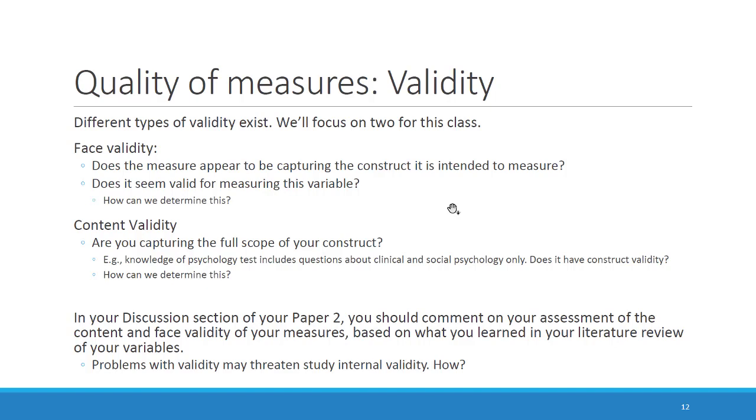Well, how so? Remember how internal validity has to do with the degree of confidence that we have that what we're observing in terms of our study results are due to our predictor variable or our study manipulations. So it's hard for us to have confidence in believing that the study results are accurate and valid if the measures that we're using in that study are not themselves valid.